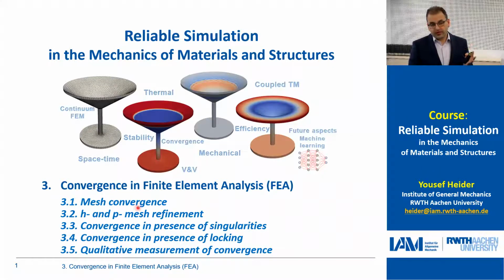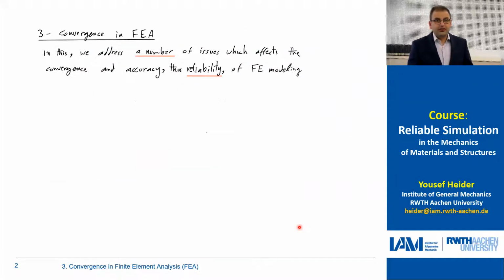One of the very important aspects is the mesh convergence. We'll talk about the h and p mesh refinement, for instance, to improve the accuracy. Convergence in the presence of singularities is also a very important issue. Then convergence in the presence of locking. And we'll talk finally about the quantitative measurement of convergence. As I said, in this part we will address a number of issues which affect the convergence and accuracy, and thus affect the reliability of our finite element model.